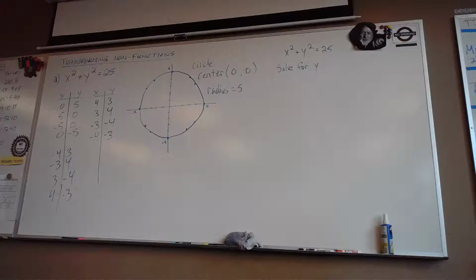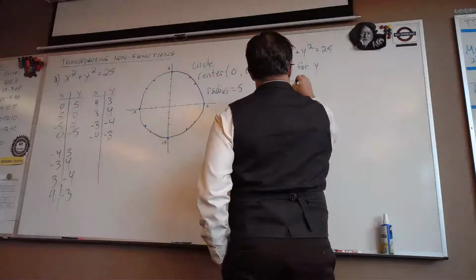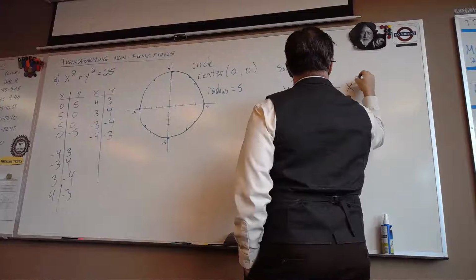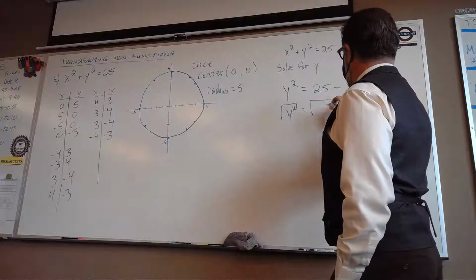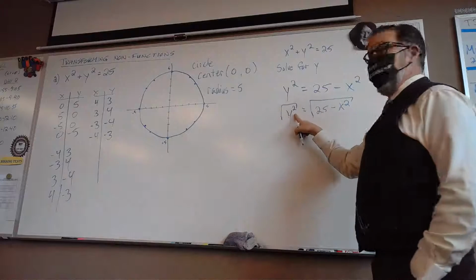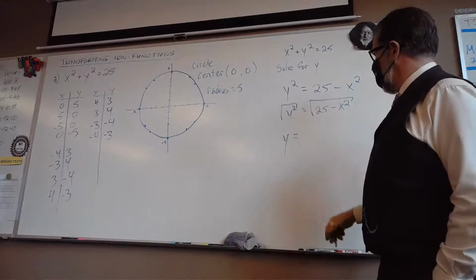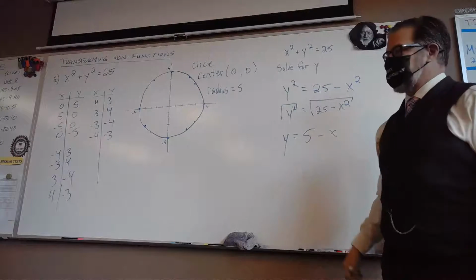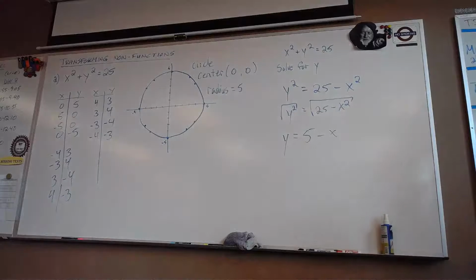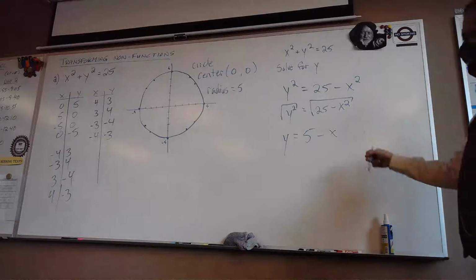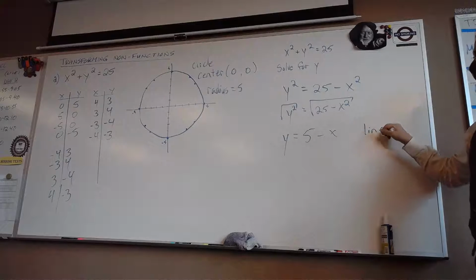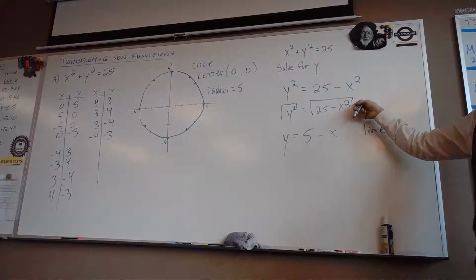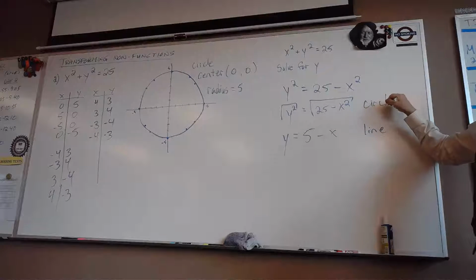All right, guys, let's take a look at this because I'm seeing a lot of people doing the same thing. y squared equals 25 minus x squared. Take the square root of both sides. Square root of y squared equals square root of 25 minus x squared. Square root of y squared is y. And there's a lot of people writing 5 minus x. What does the graph of that look like? Line. What does the graph of this look like? Half circle. I'm just going to say circle, but sure, half circle.